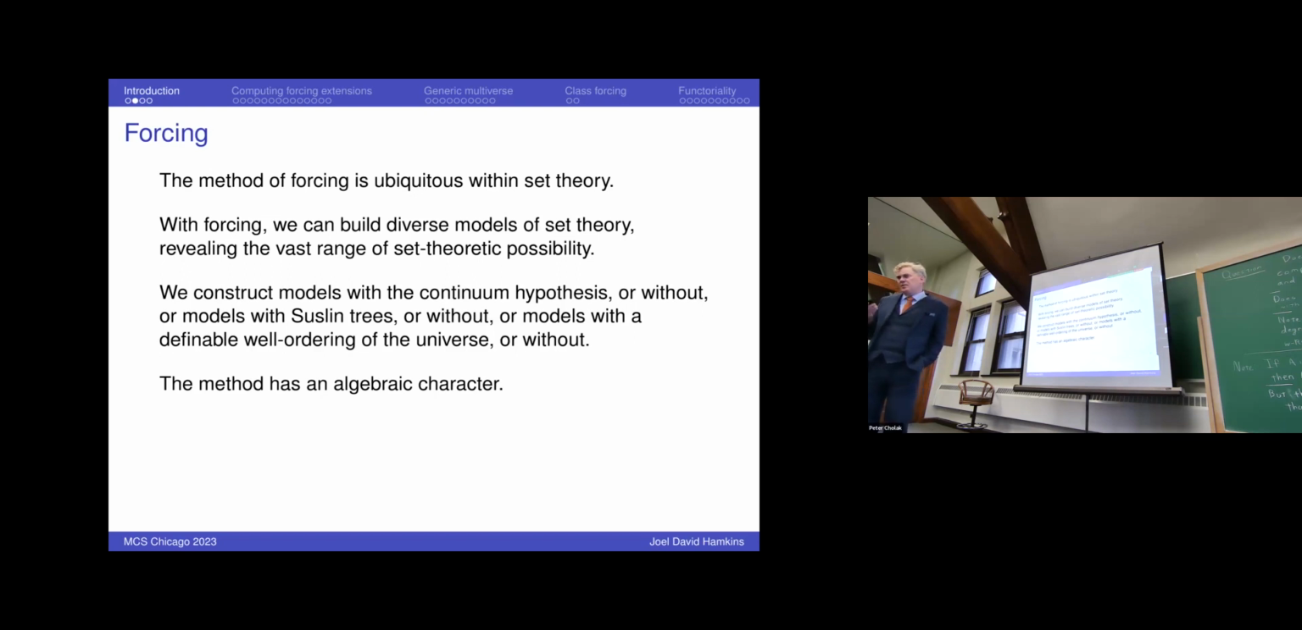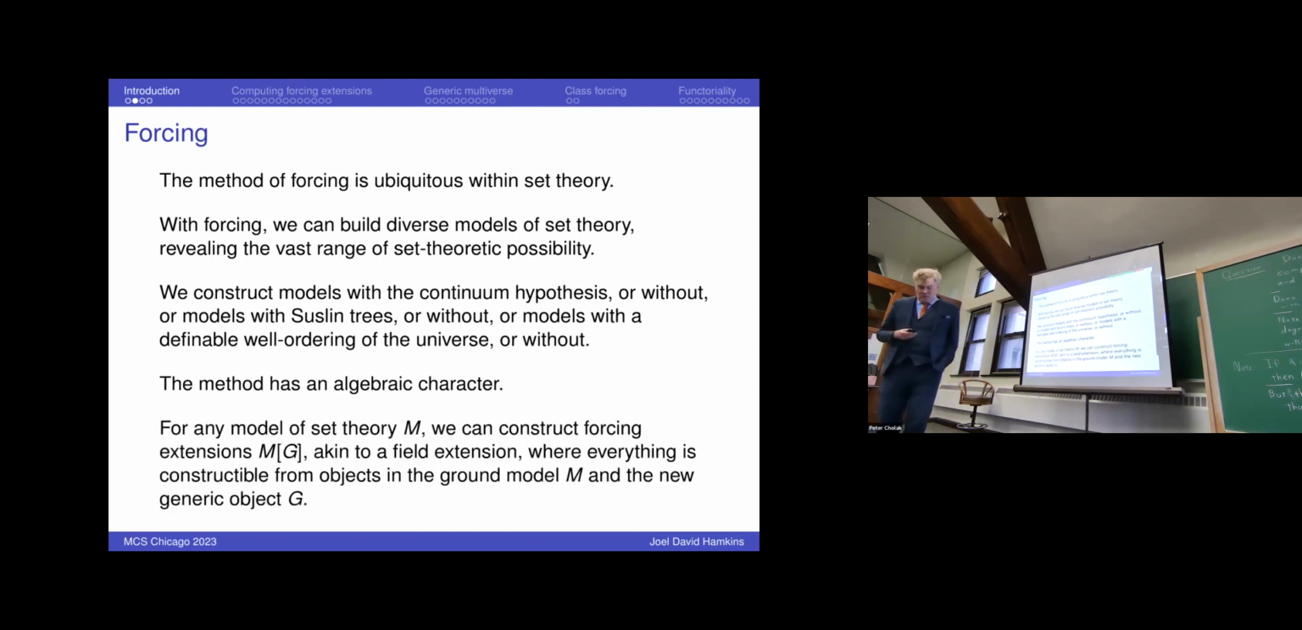But at the same time, the method has an algebraic character, and I'll explain what I mean by that. For any model of set theory M, we can construct forcing extensions M[G] by adjoining this ideal object G, the generic filter. It's something like a field extension. Everything in the forcing extension is constructible directly from objects in the ground model and from this new ideal object G, constructible in a very concrete way.